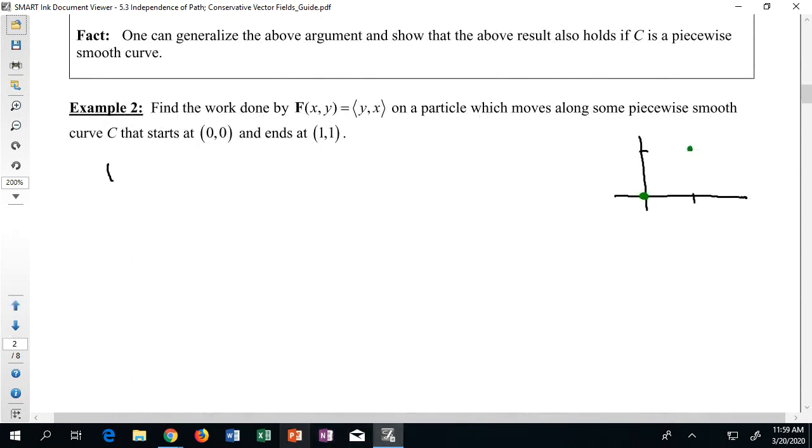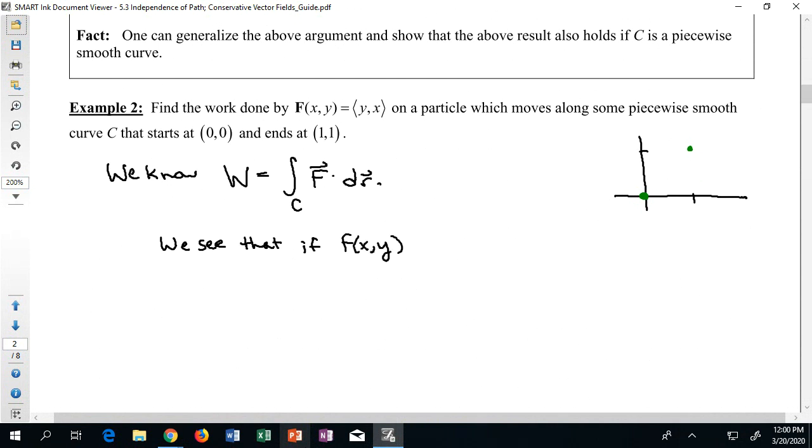So here I can start by saying that we know that the work is going to be equal to, moving along the curve C, F dot dr. And I'd really like to find a potential function for that F. So maybe I'll state this. We see that if f of x, y is equal to, I'm going to go with the following function, how about xy?